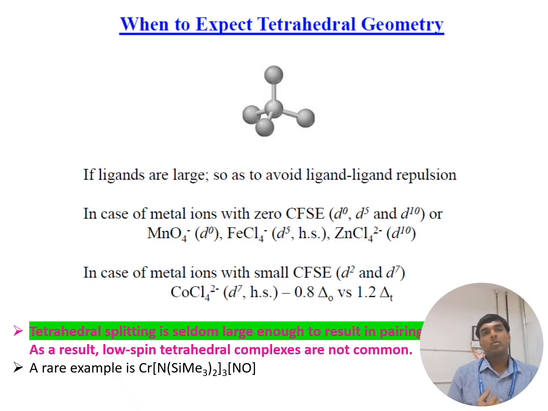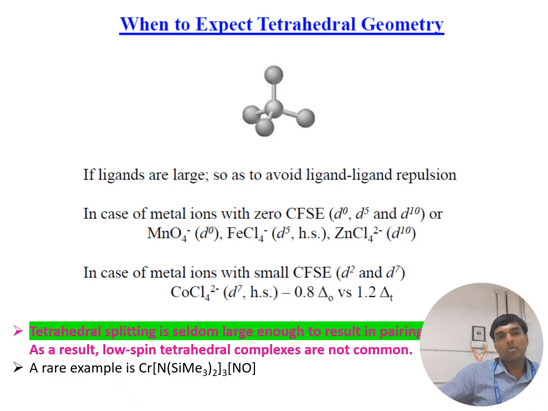Now, when to expect tetrahedral geometry? Basically, if the ligands are large, ligand repulsions will be avoided. So in that case, crystal field stabilization energy can be applicable. For CFSE d0, d5, and d10, you can see here MnO4 minus, FeCl4 minus, and zinc chloride can form tetrahedral complexes.